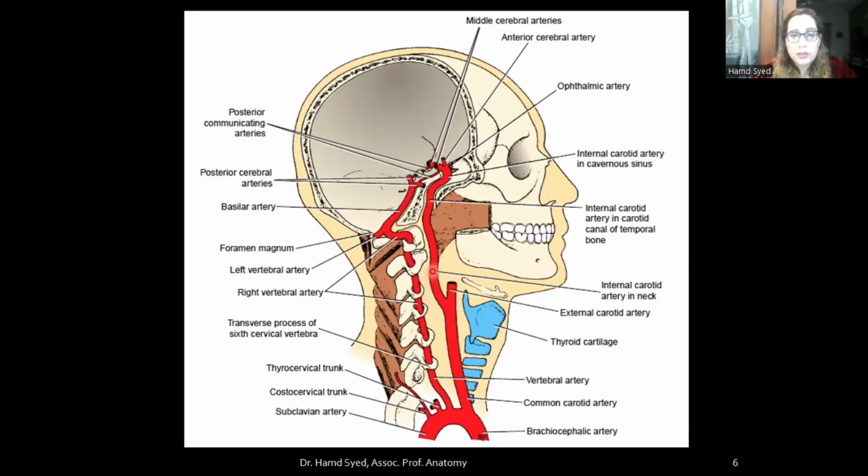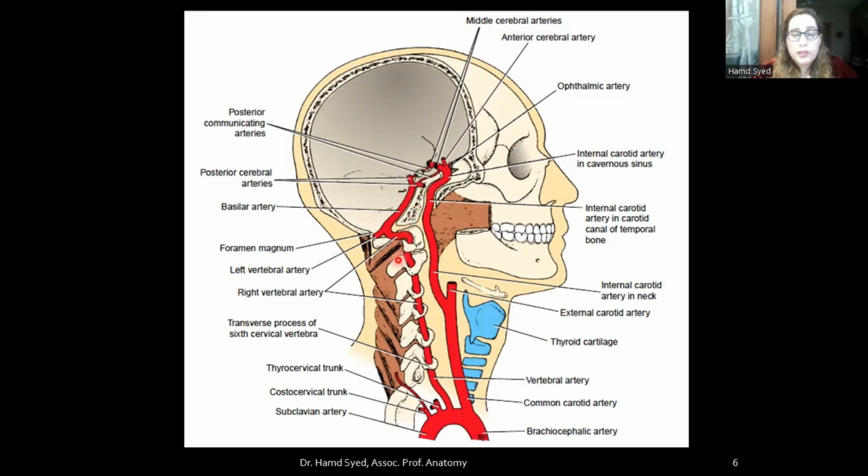So we'll be looking at the internal carotid artery in the neck because this is the one which is eventually going to enter the skull and will supply the brain. Remember, this internal carotid artery enters the skull through this opening or passageway, which is known as the carotid canal present within the temporal bone. And then it enters the cavernous sinus. It gives off a few branches like the ophthalmic artery and the posterior communicating artery, and then ends by dividing into the two terminal branches, which are the middle and anterior cerebral arteries.